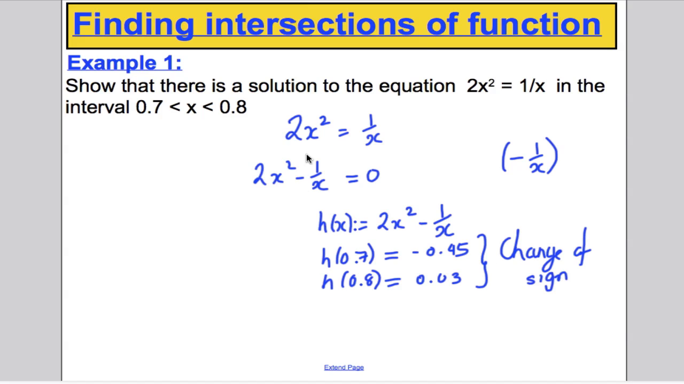We know this function is continuous here. It wouldn't be continuous at 0, but it's continuous past 0. So continuous, therefore root for x less than 0.8, bigger than 0.7, and you're done.